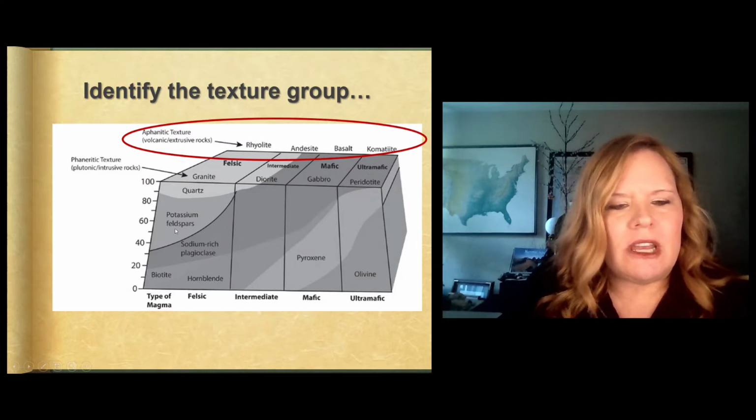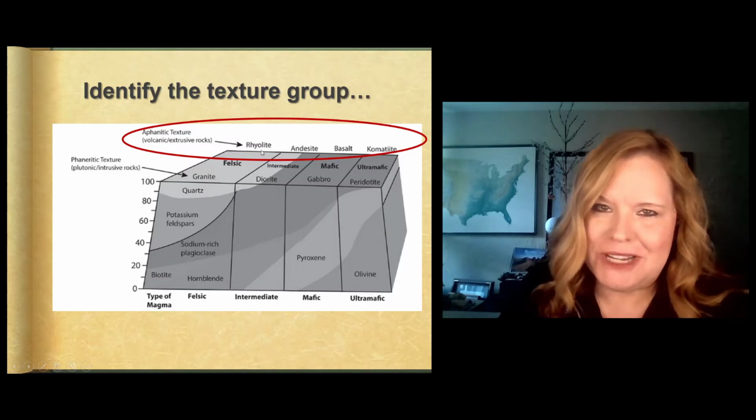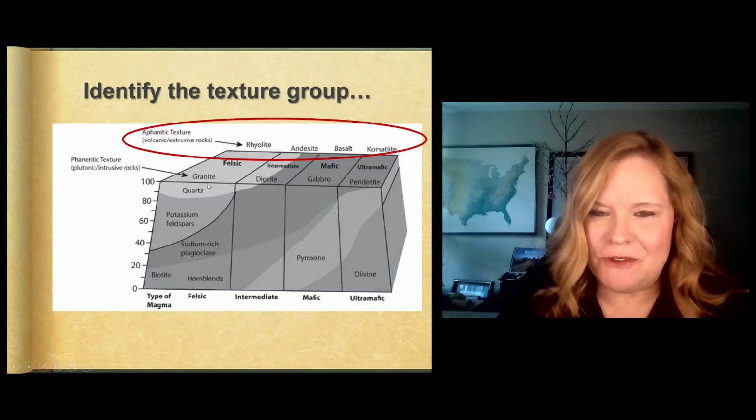When you get to the aphanitic, the felsic is rhyolite, and there's like lots of different types of rhyolite, just like there are lots of different types of granite.